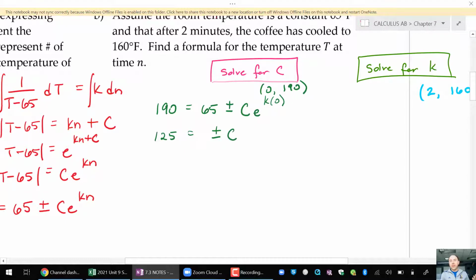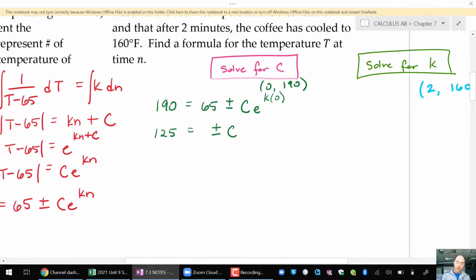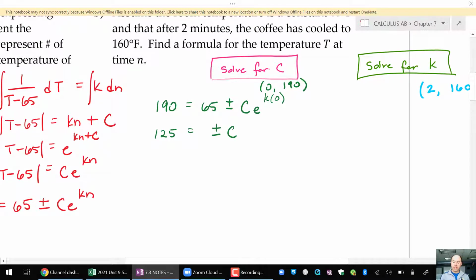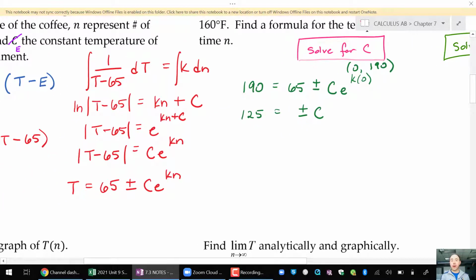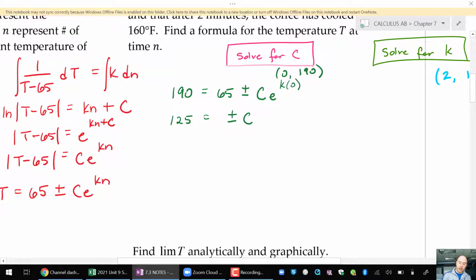And the issue now is which is it? Is it the plus or the minus? C is going to be 125, or is it negative 125? Let's figure this out here. When I plug in a 0, I want to make sure that the output is 190. Well, that's only going to happen if I look back over here at my equation for T. Plugging in a 0 there for N will only happen if C is a positive 125. So I want the positive root here. T equals 65 plus my C value, and then e to the power of K times N.